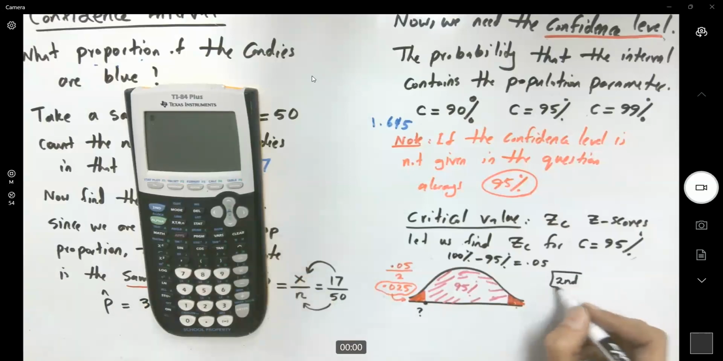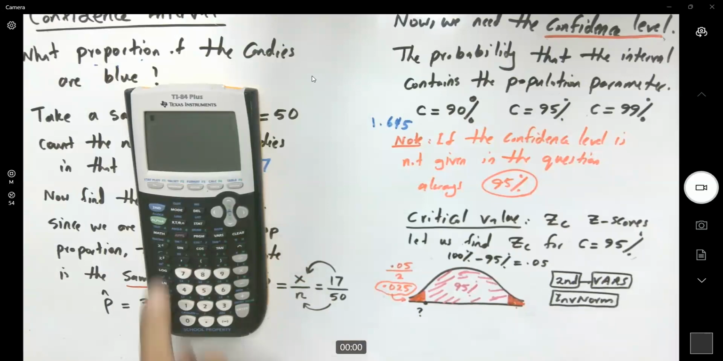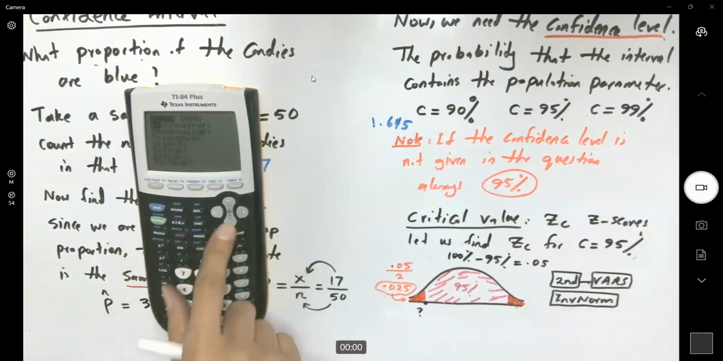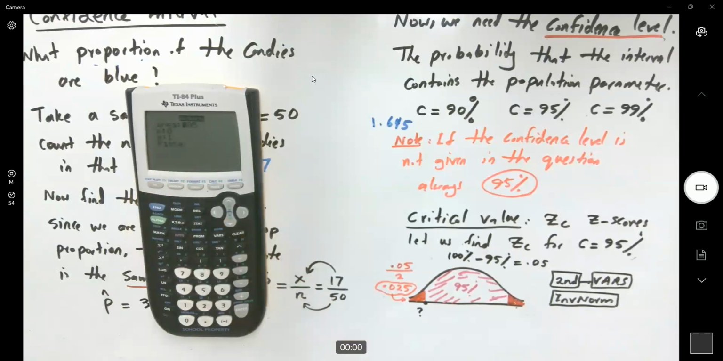Second, vars, inverse norm. Okay, let me find this. Second, vars, inverse norm. What is my area? Area is 0.025.